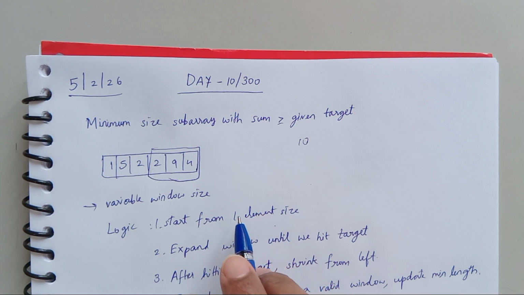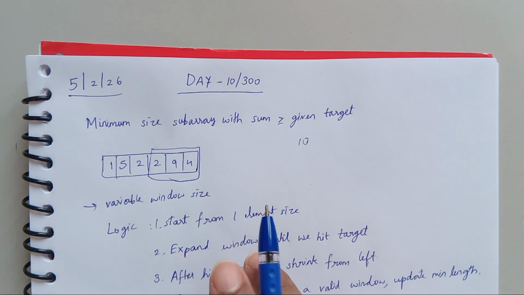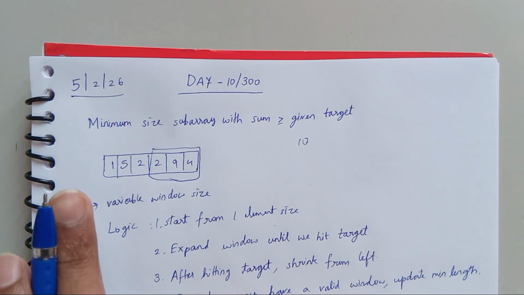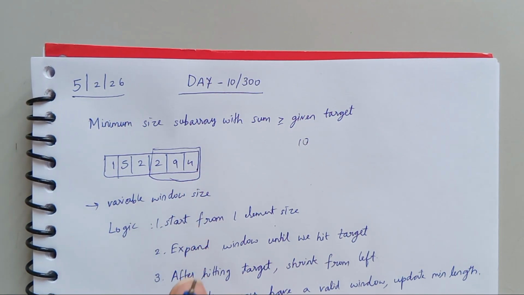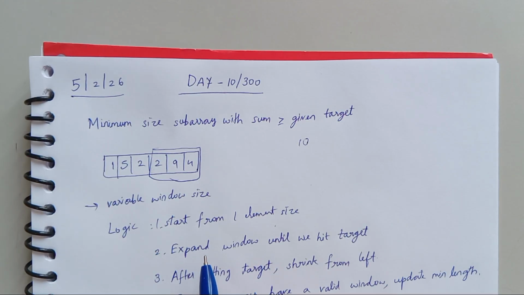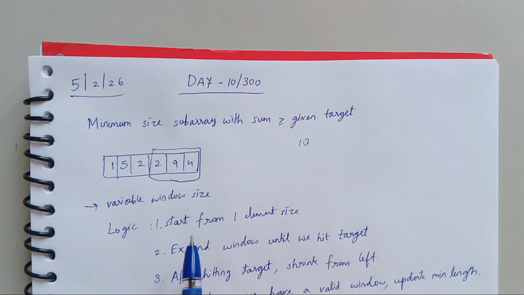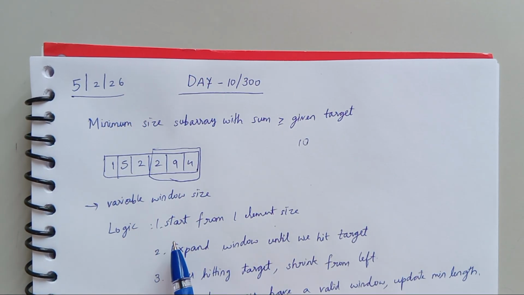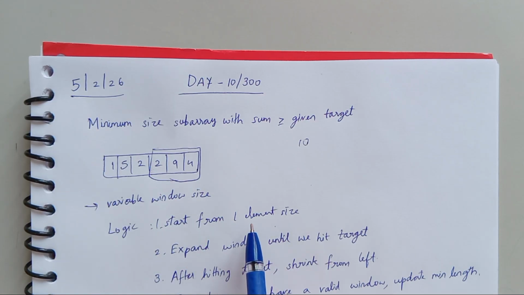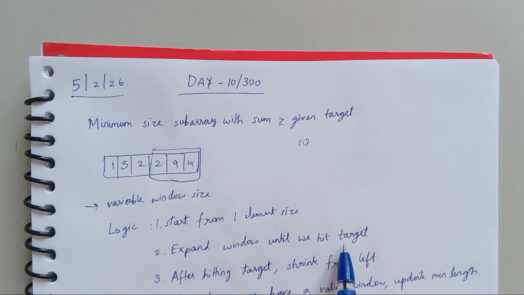In the previous video we saw a sliding window where the window size was fixed. So we took the left pointer at the beginning and the right pointer at the size of the window size. But here we don't know the subarray size, so we just start both the pointers from the same position, that is from the first position. So first start from the first element, one element size. Let's take that as a minimum length. Then we expand the window until we hit the target.